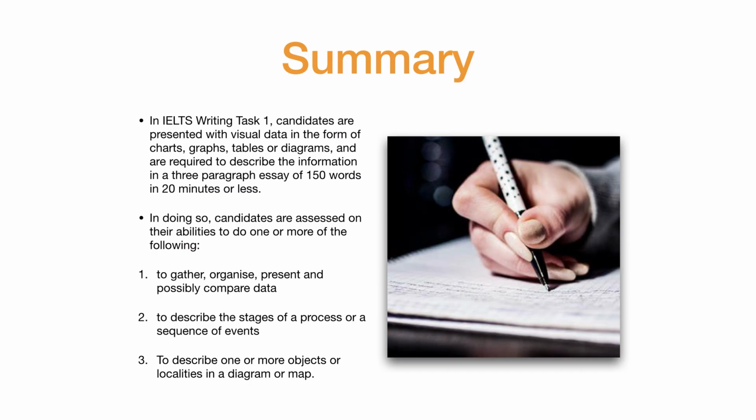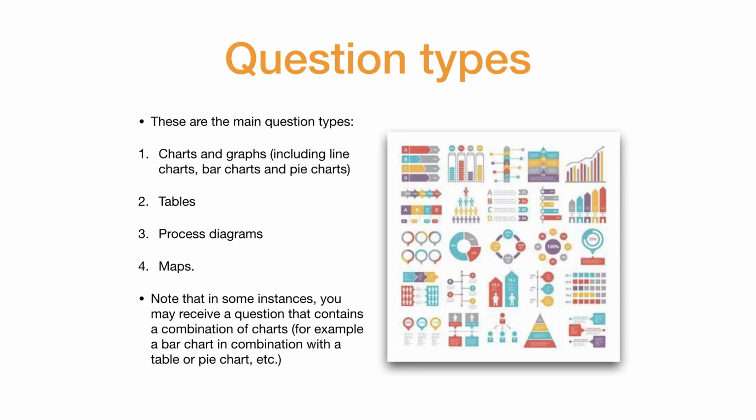Summary. In IELTS Writing Task 1, candidates are presented with visual data in the form of charts, graphs, tables or diagrams, and are required to describe the information in a 3-paragraph essay of 150 words in 20 minutes or less. In doing so, candidates are assessed on their abilities to do one or more of the following: to gather, organize, present and possibly compare data, to describe the stages of a process or a sequence of events, to describe one or more objects or localities in a diagram or map.